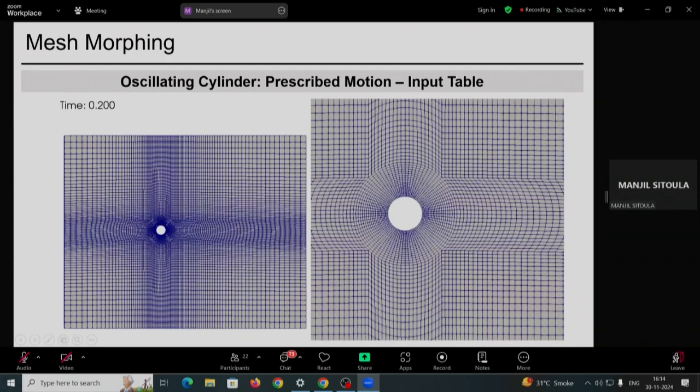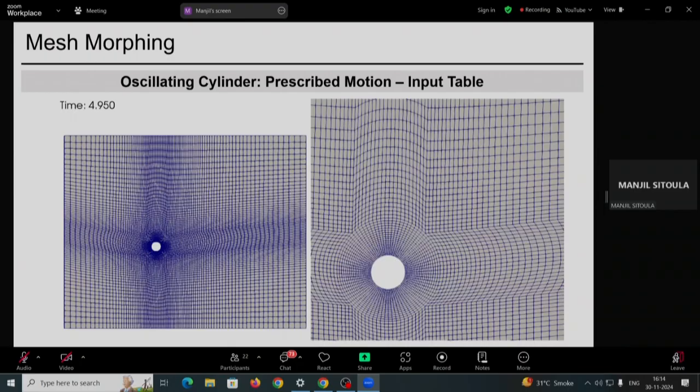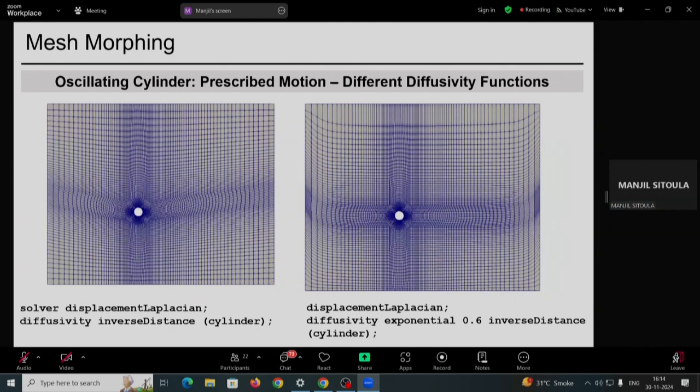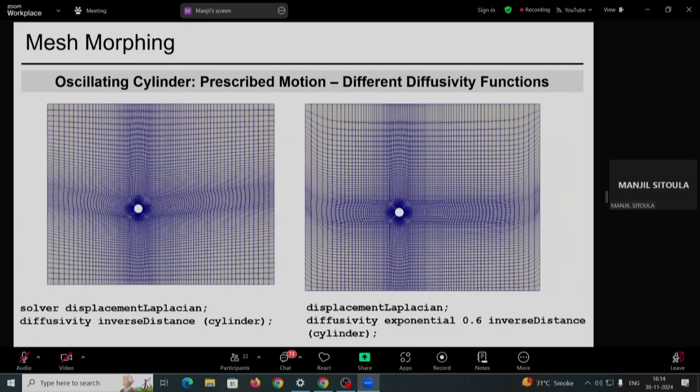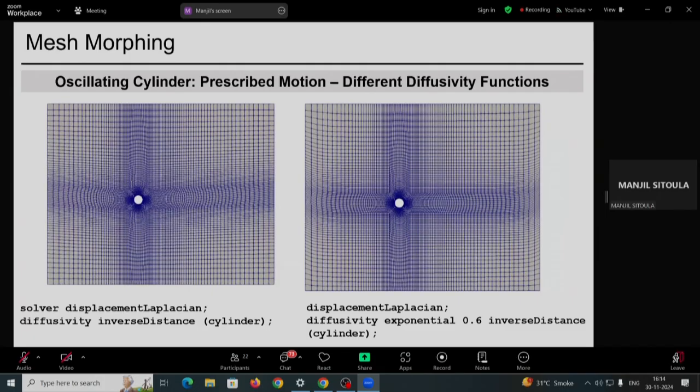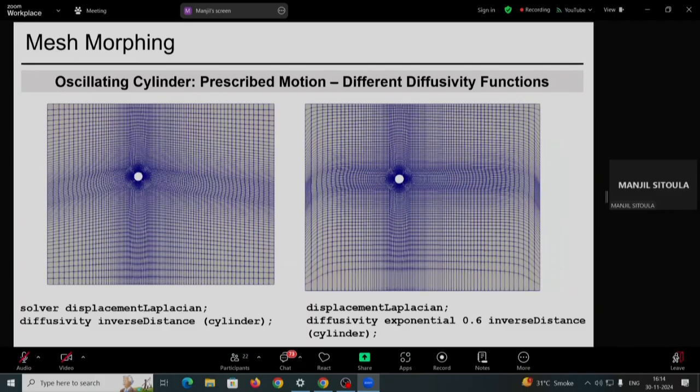So different diffusivity functions have different effects. So the diffusivity influences the movement of the boundary to the internal mesh. So how much the movement of the boundary influences the internal mesh deformation is affected by this motion diffusivity. So we can see that the inverse distance just simply means that as the distance is increasing, we have smaller deformation, or diffusivity decreases as the distance increases.